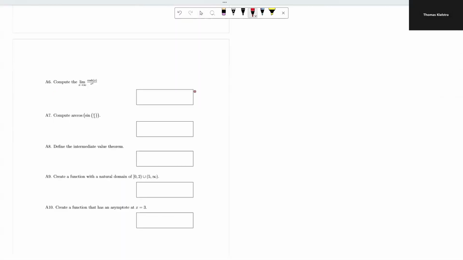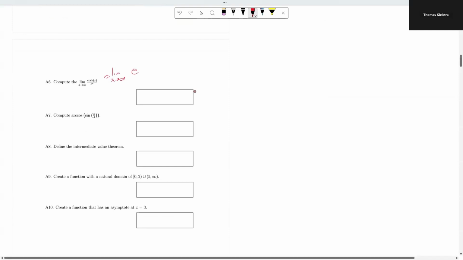X, cosh of x, e to the x. So here, the first thing I'm going to do is write the limit as x goes to infinity of (e to the x plus e to the minus x) over 2, times 1 over e to the x. And I'm just going to simplify this first to figure out what is my function, what's going on here.